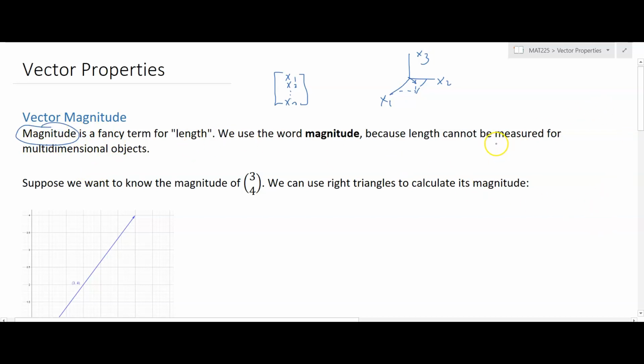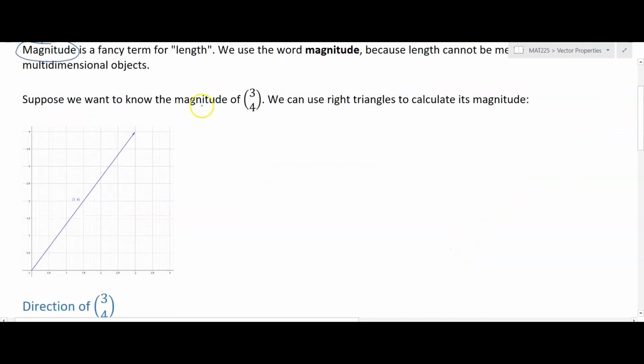Now, even when you compute the magnitude of larger vectors, it does tell you something about the size of its components, but it really doesn't characterize length in the physical sense anymore. So suppose we want to find the magnitude of this vector here, 3, 4. That means we have a vector that is located 3 units in the x direction, and 4 units in the y direction. So what we often like to do is work with right triangles.